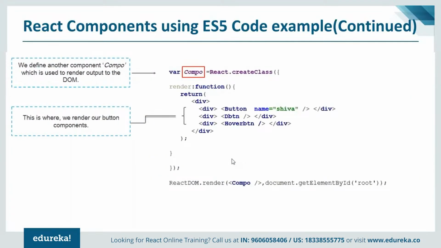And finally, we created the fourth and final component, which will be used to render output to the DOM, in which we are calling all the other three components. This component is getting called using ReactDOM.render, and the second argument for this is where I want to display. So before going into the benefits of ES6, let's see a demo of this particular example.